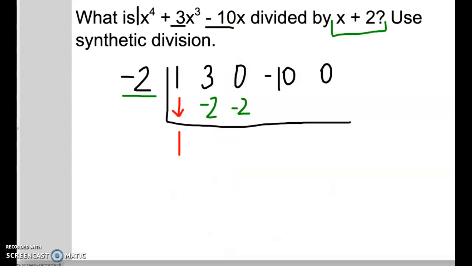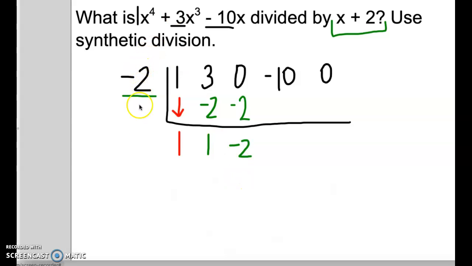Let's erase that. And then I add straight down. So that's going to give me 3 plus negative 2 gives me 1. Start over. Multiply. Negative 2 times 1 gives me negative 2. Add straight down. 0 plus negative 2 is negative 2.